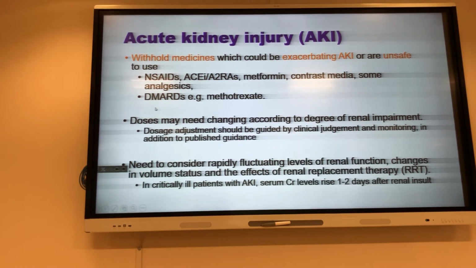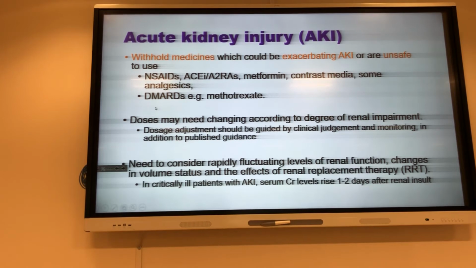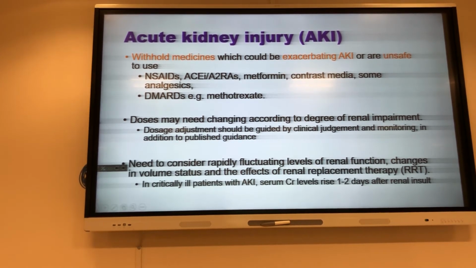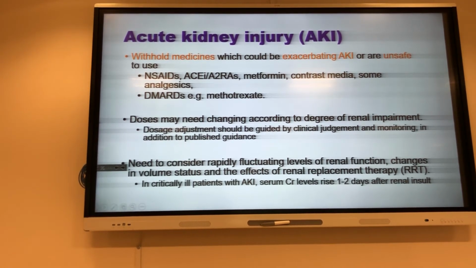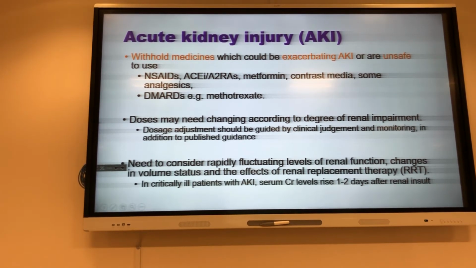Dose adjustment usually requires monitoring and clinical judgment from the doctor and the hospital pharmacist. We need to consider rapid fluctuations in renal function, changes in volume status, and the effects of renal replacement. Especially in critically ill patients, they might present to the hospital with symptoms of AKI, but you won't see any increase in creatinine until two days later. So that's something to be careful about.